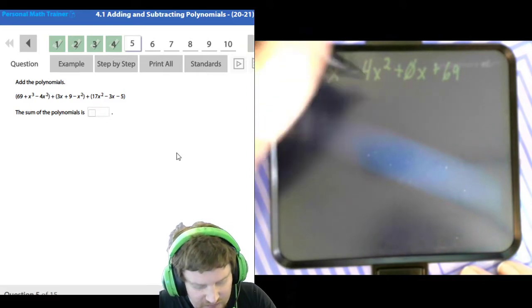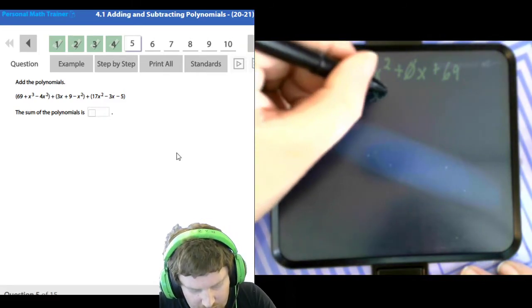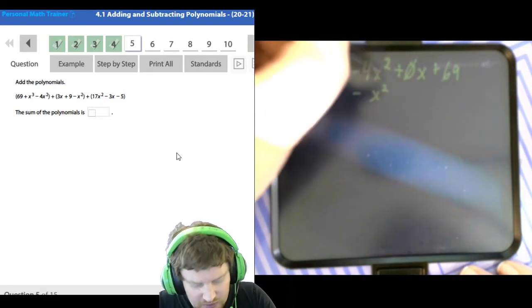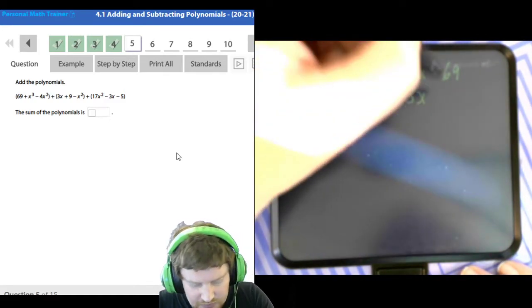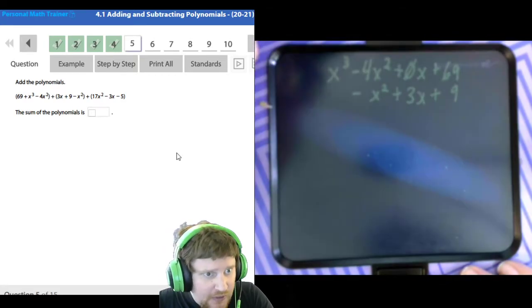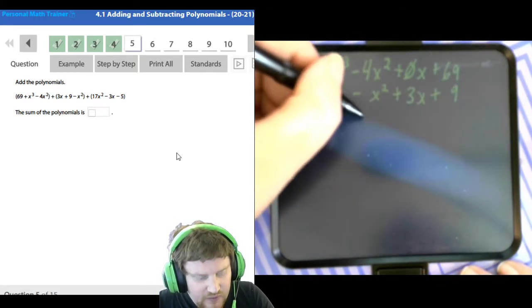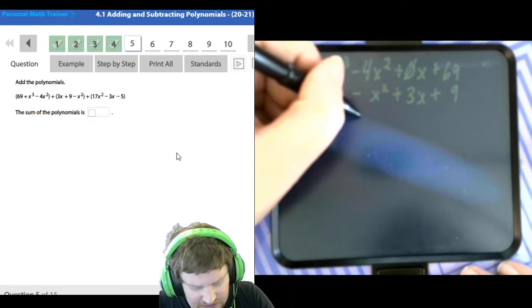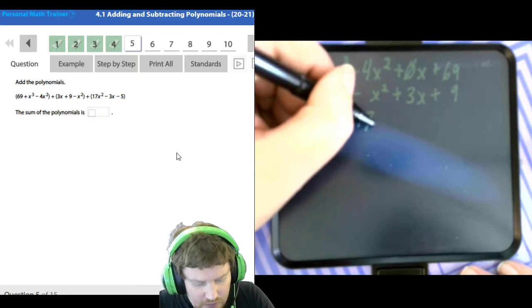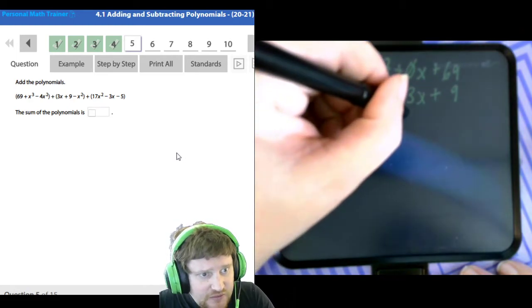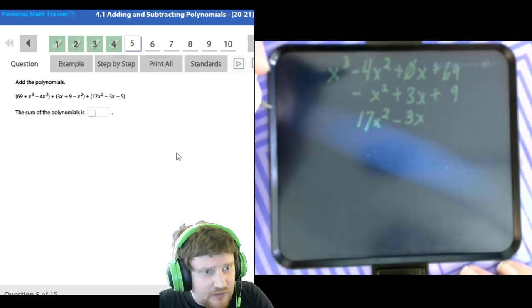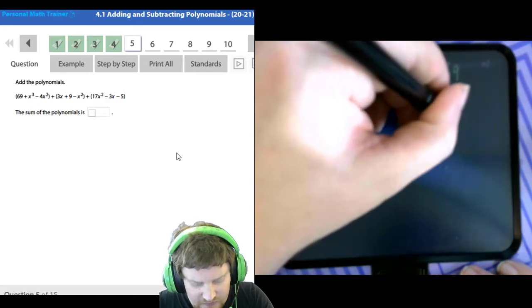Then I have negative x squared in my second one, plus 3x plus 9. Then in my last one I have 17x squared minus 3x minus 5.